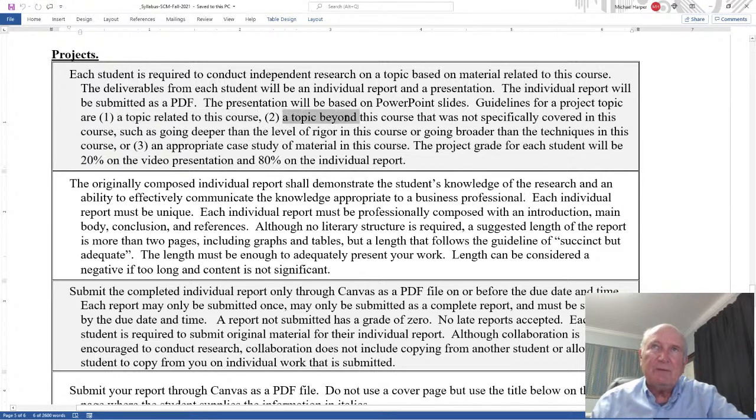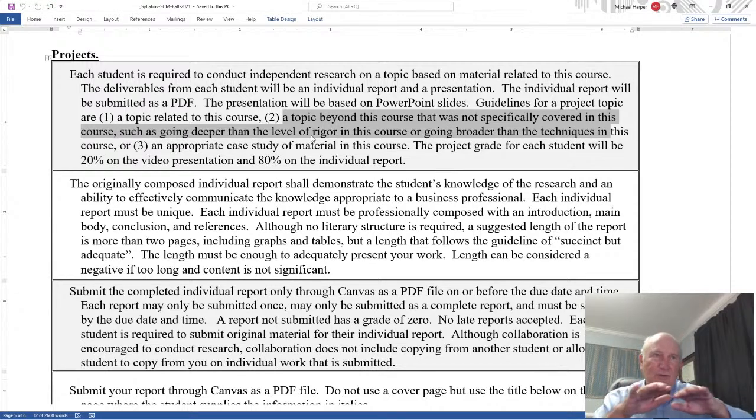2, a topic beyond this course that was not specifically covered in this course, such as going deeper than the level of rigor or going broader than the techniques in this course. What I mean by number 2 is what I do not want is someone to take my lecture and redo it. Do something that I don't do in this course.